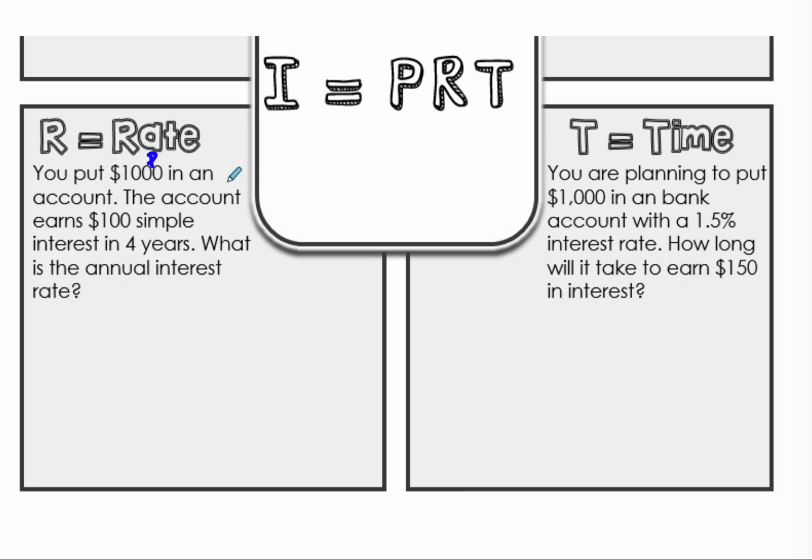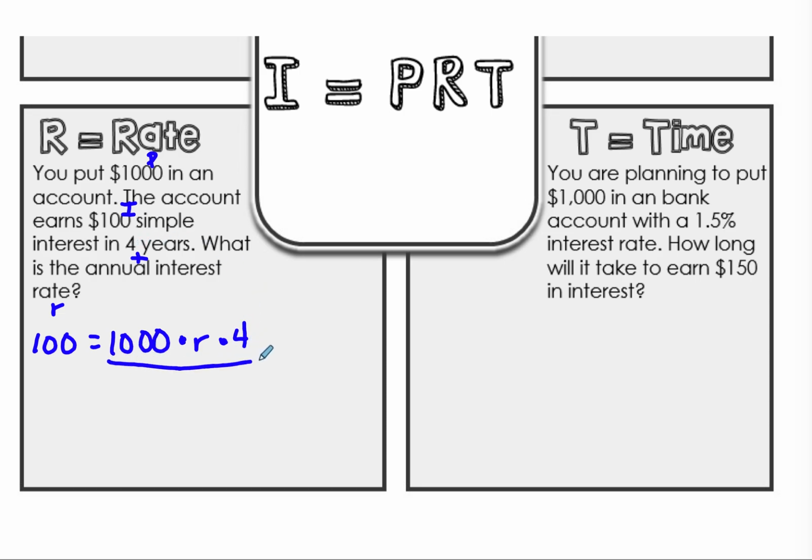All right, you put $1,000 into an account. That's your principal. That's what you start with. The account earns $100 simple interest. That's our I. In 4 years, that's our time. What is the rate? So our variable is R. So interest, we said was 100, equals our principal, 1,000, times our rate, we don't know, times time, 4 years.